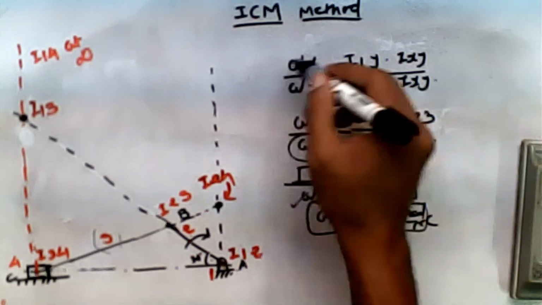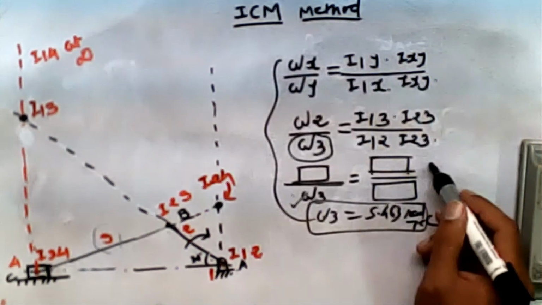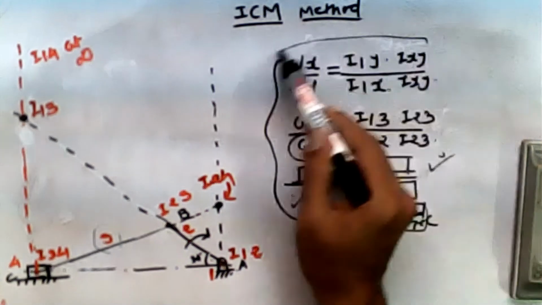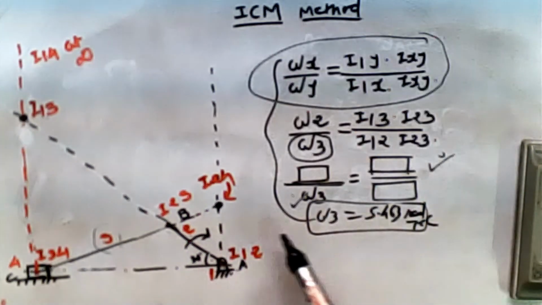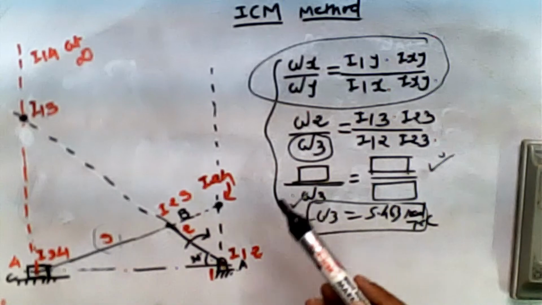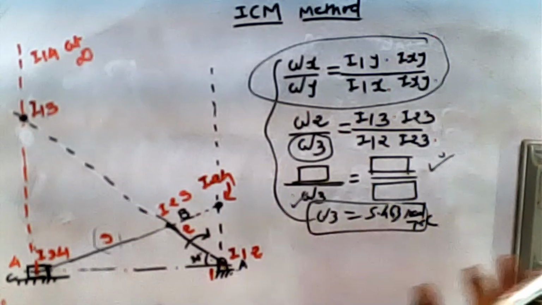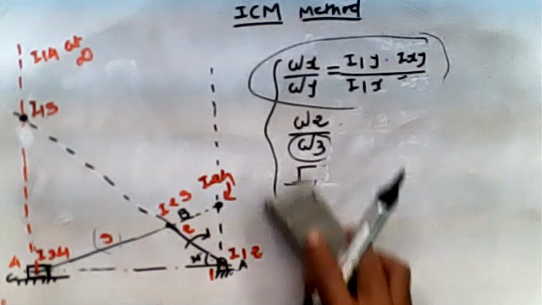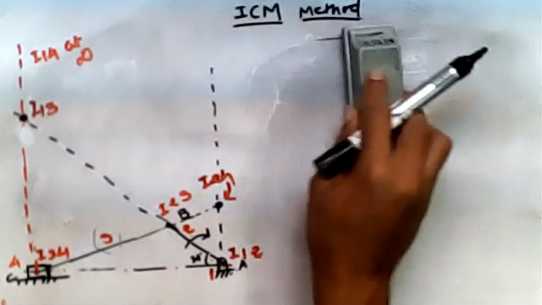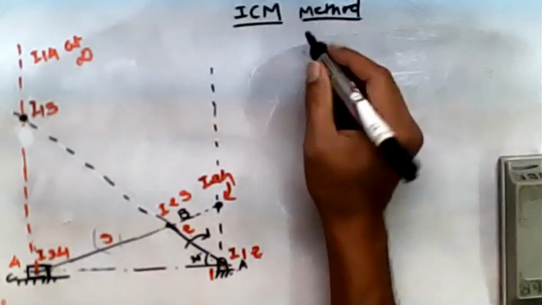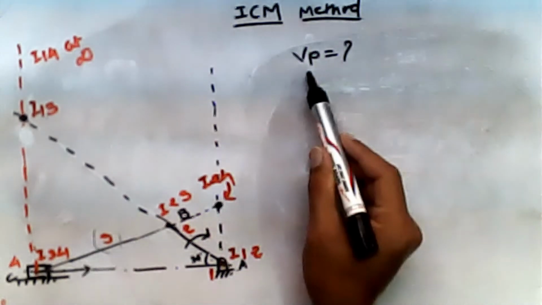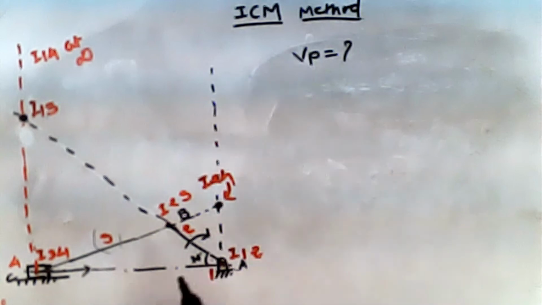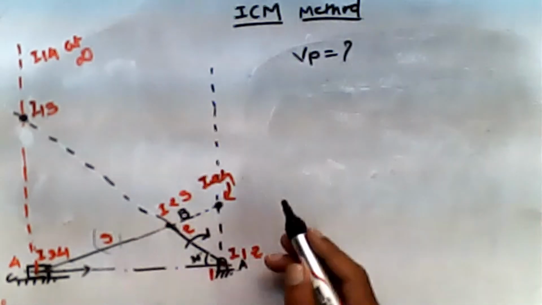Correct. So this is the first question. This is the beauty of this angular velocity ratio theorem. With ease, you can calculate the angular velocity or the velocity of any link within the mechanism. Now the next question is, what? Velocity of piston. To determine the velocity of piston, let's again use the angular velocity ratio theorem.